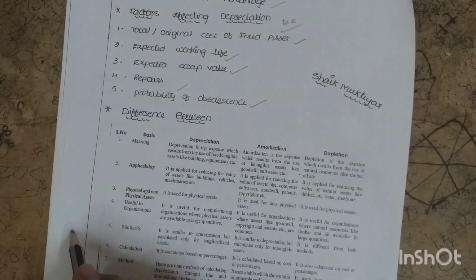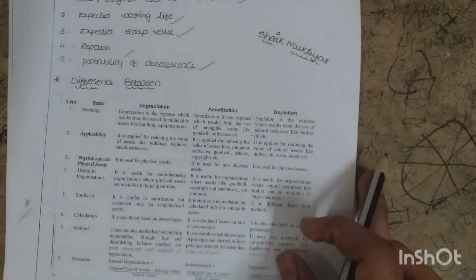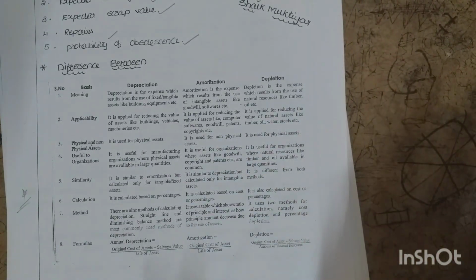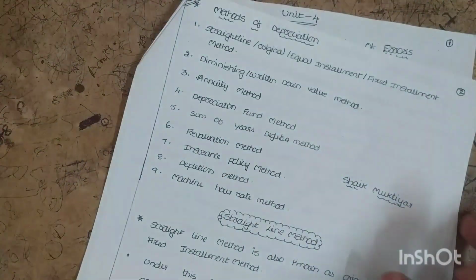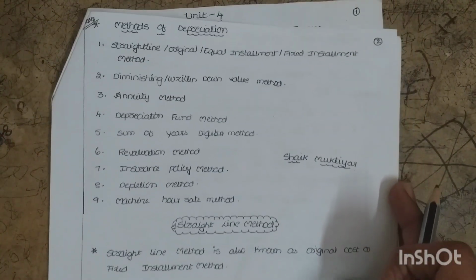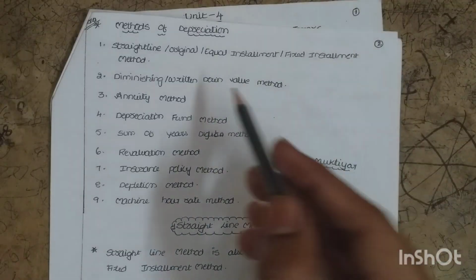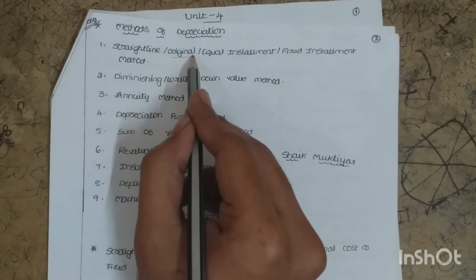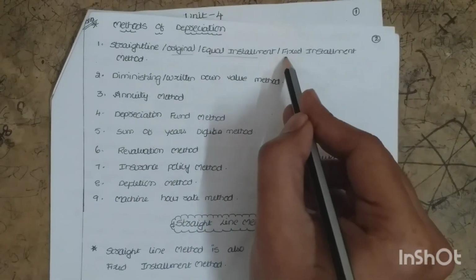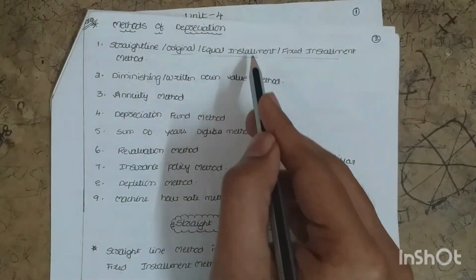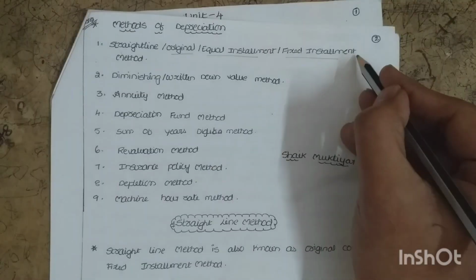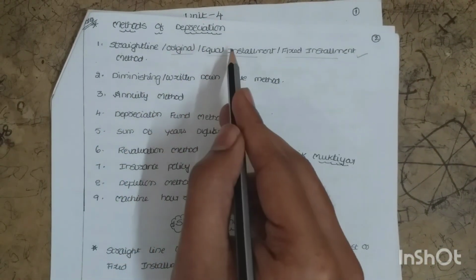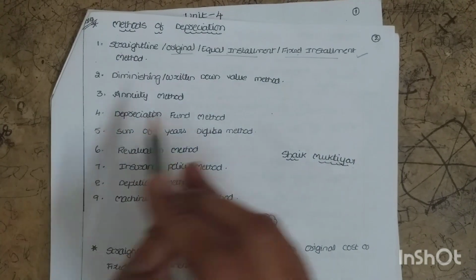Next, the difference between these three is very important: depreciation, amortization and depletion. At least read five points. Next, you can see the depreciation methods. We have 9 depreciation methods, the first being the straight line method. Another name for the straight line method is the original cost method, equal installment method, or fixed installment method. Any name can be used in the examination. While doing the problem, remember that straight line method, original cost, equal or fixed installment method are all the same.